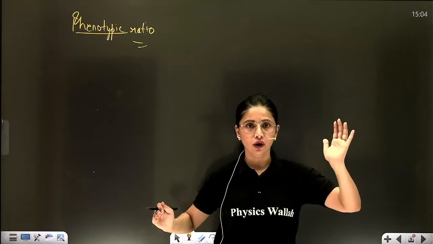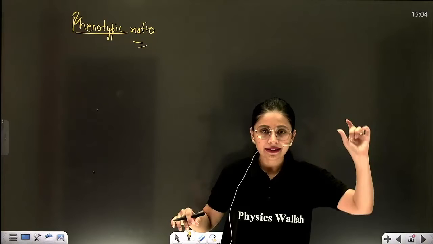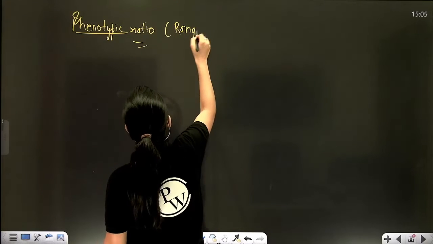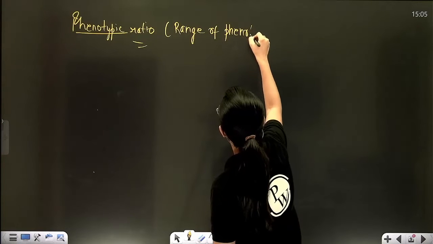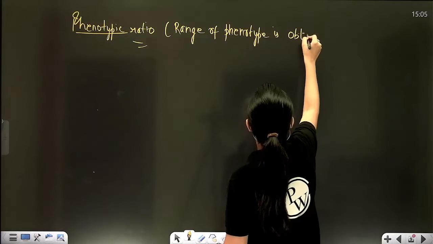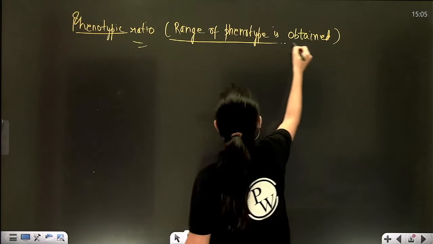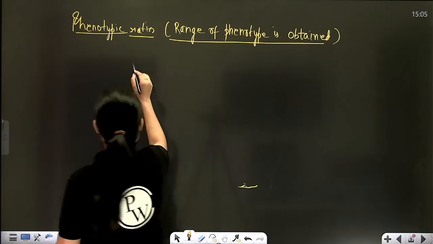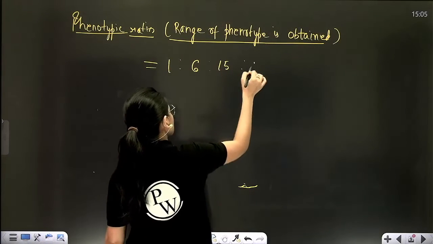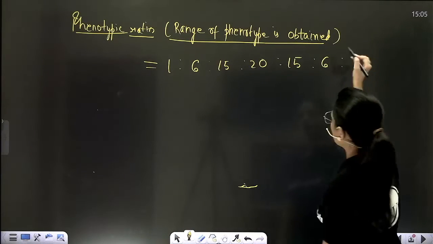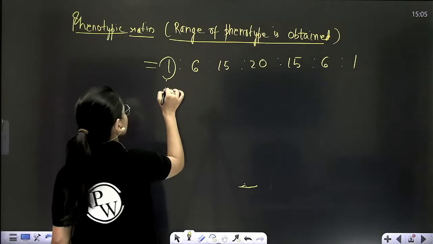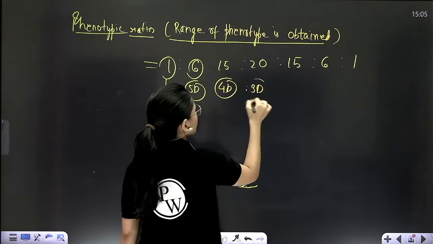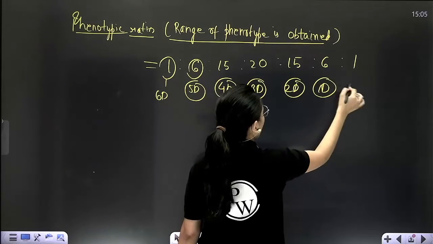So there's a range of phenotypes. It's not like tall, dwarf, yellow, green. No. Light green, light yellow, more green, less green. So in case of polygenic inheritance, a range of phenotypes is obtained. What is obtained, beta? A range of phenotypes. Then what is the phenotypic ratio for this? 1:6:20:15:15:6:1, where 1 means 6 dominant alleles, 5 dominant alleles, 4 dominant, 3, 2, 1, 0 dominant.